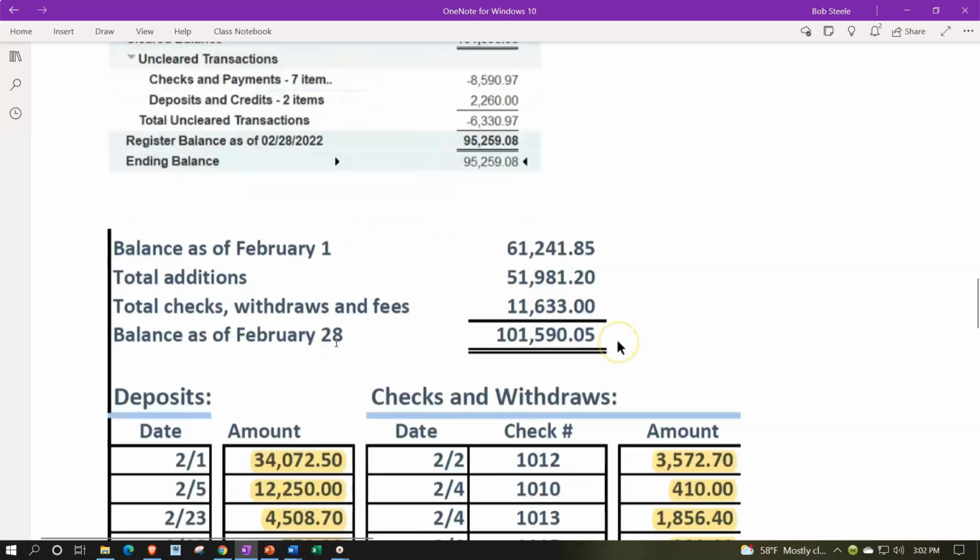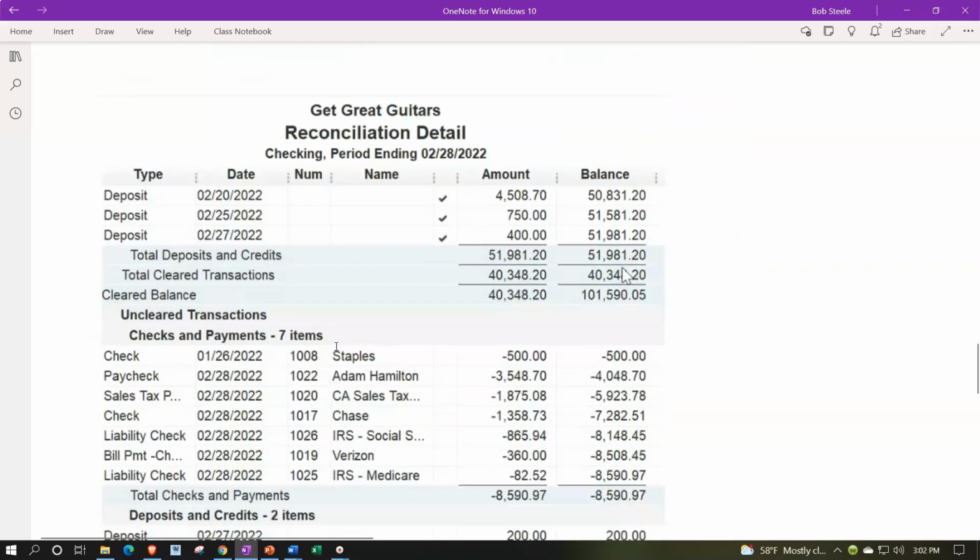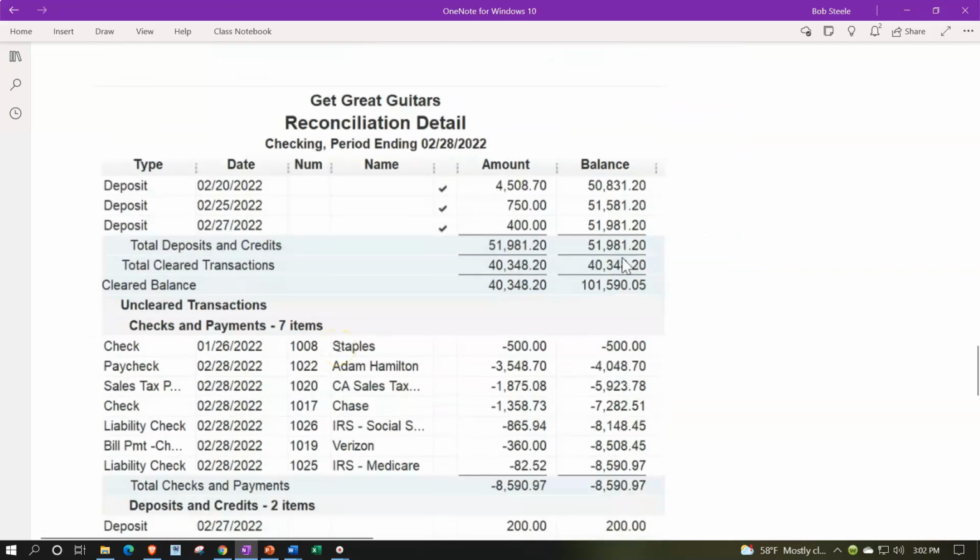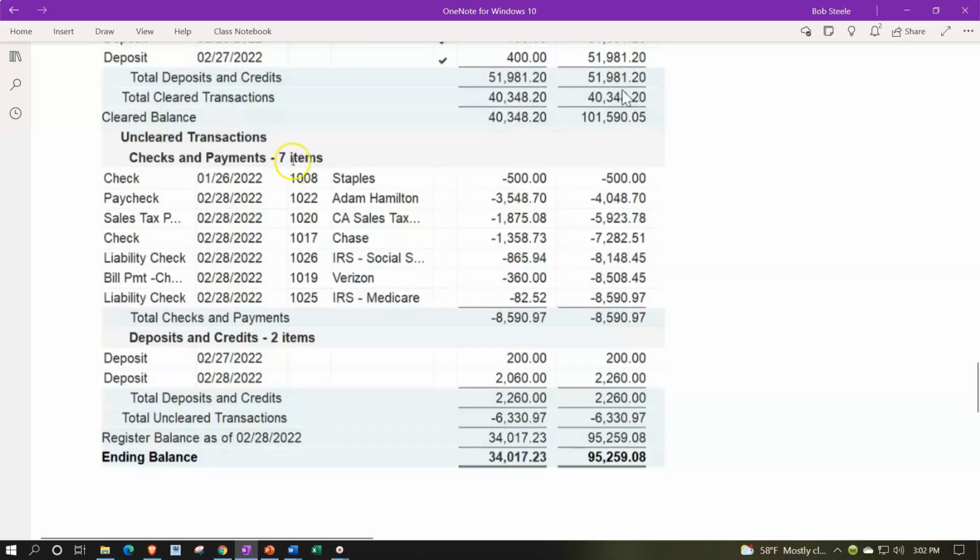So what you're going to need to check that is the detailed reconciliation detail report, which gives the breakout of what those 7 items and those 2 deposit items are, so that you can then verify that these are legitimate items. Generally, the easiest way to verify is to see if they cleared the bank after the cutoff date in the following months.